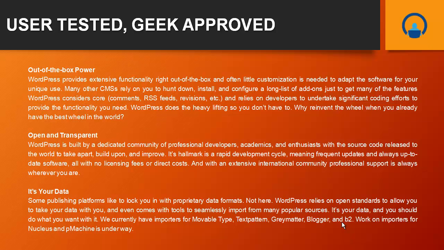It's your data. Some publishing platforms like to lock you into proprietary data formats. Not here. WordPress relies on open standards to allow you to take your data with you, and even comes with tools to seamlessly import from the many popular sources. It's your data and you should do what you want with it. We currently have importers for Movable Type, Textpattern, GreyMatter, Blogger, and b2. Work on importers for Nucleus and pMachine is under way.